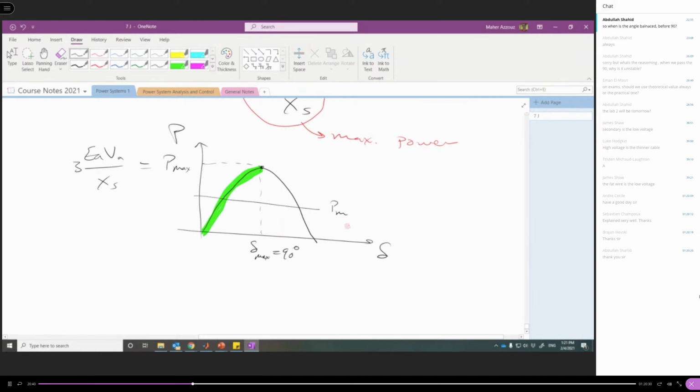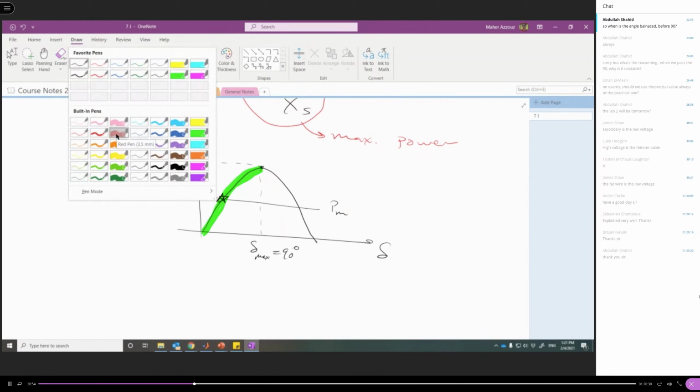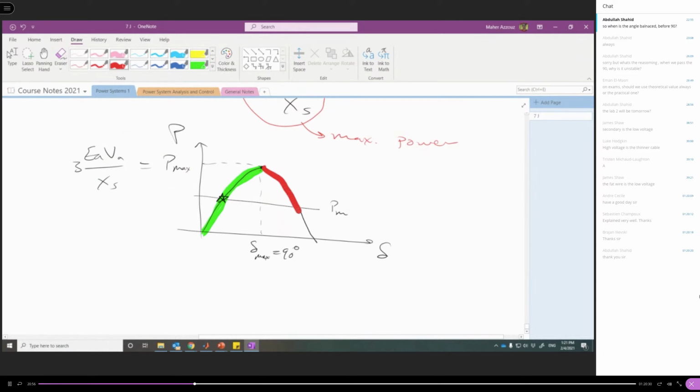Okay, so for instance, if this is the mechanical power from the turbine, any intersection point here is stable. But if we pass this point, as I explained before, the generator will lose synchronism. So here, this point is no longer stable. This point is unstable. This one is unstable. Okay, so for any disturbance, delta will deviate and will not have any stable equilibrium point.